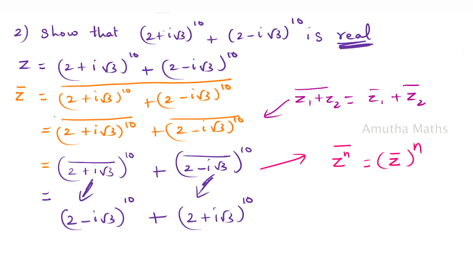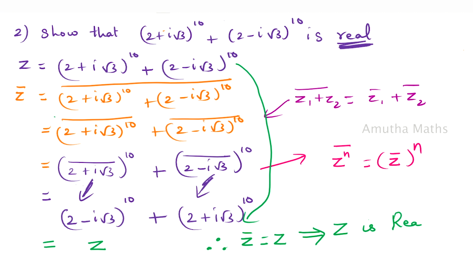Now what is this actually? See here, this is nothing but Z. Is it not? Therefore Z bar is equal to Z, which implies Z is real. That's what we have to prove. We have studied one property: if Z is equal to Z bar, it implies Z is real. So here I have proved that Z bar is equal to Z, which implies Z is real. That's what we have to prove.